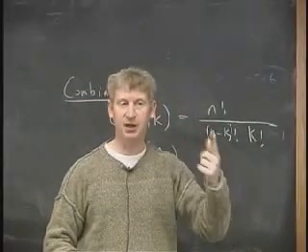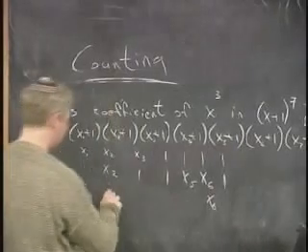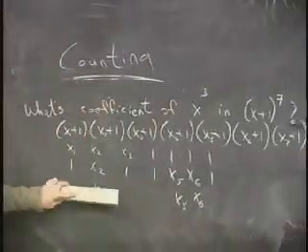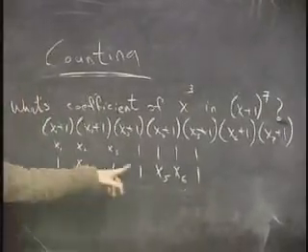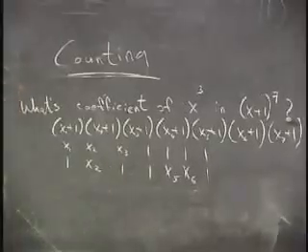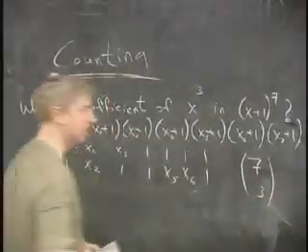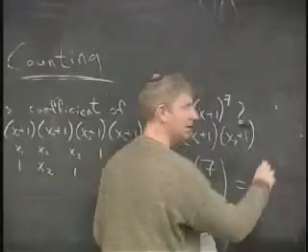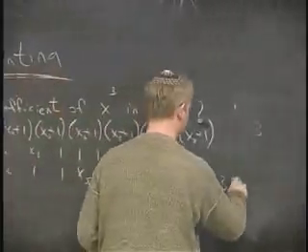7 times 6 times 5. I don't care about the order, right? If I pick x6 first and x2 next and x5 last, that's the same one. I don't want to count that twice. So I don't care about the order. I care just about choosing a collection of 3 places from 7. That's exactly the same as 7 choose 3, which is exactly the same as 7 times 6 times 5 divided by 3 times 2 times 1, 35.